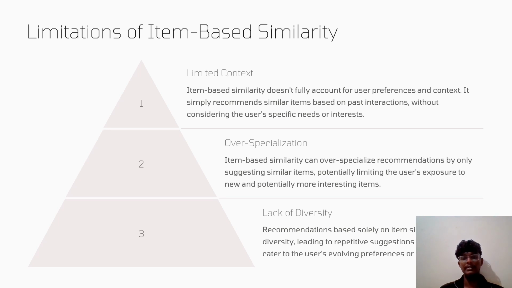Over-specialization. Item-based similarity can over-specialize recommendations by only suggesting similar items, potentially limiting the user's exposure to new and potentially more interesting items. Lack of diversity. Recommendations based solely on item similarity lead to repetitive suggestions that fail to cater to the user's evolving preferences.